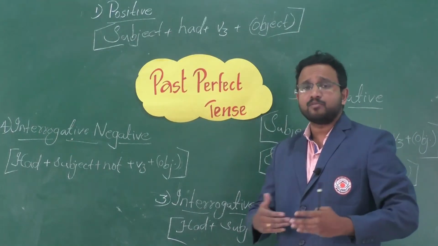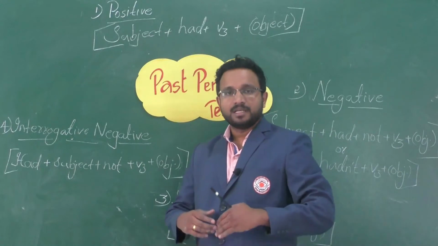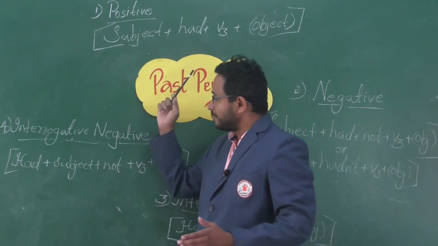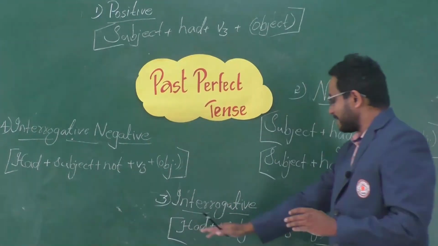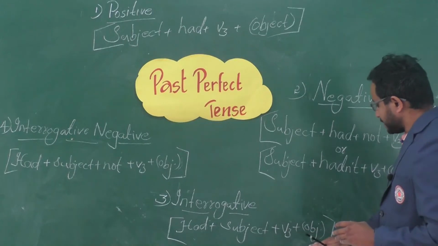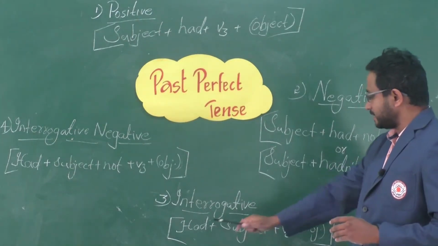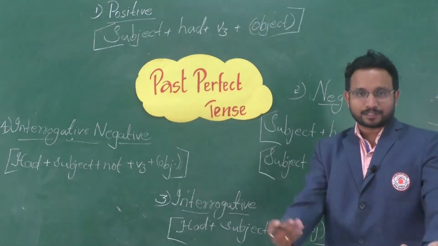And let me tell you again, we are not learning WH questions, we are learning auxiliary questions. Okay, so the formation for past perfect is had plus subject plus V3 plus object. Once again, had plus subject plus V3 plus object. That is the direct question.